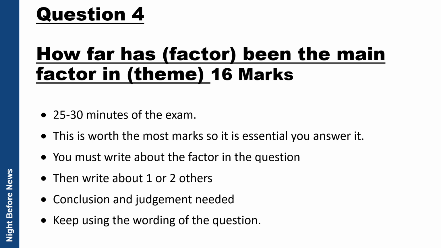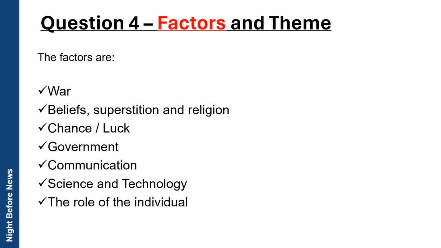Now you will need to write about the factor in the question. That is absolutely given. You must make sure you cover that, and then you can write about 1 or 2 other factors depending on how quickly you can write and how much you feel that you can get into the answer. It is better to do 1 other factor really well than try and do 2 and it be rushed. We 100% need a conclusion to this question, and we need you to keep using the wording of the question.